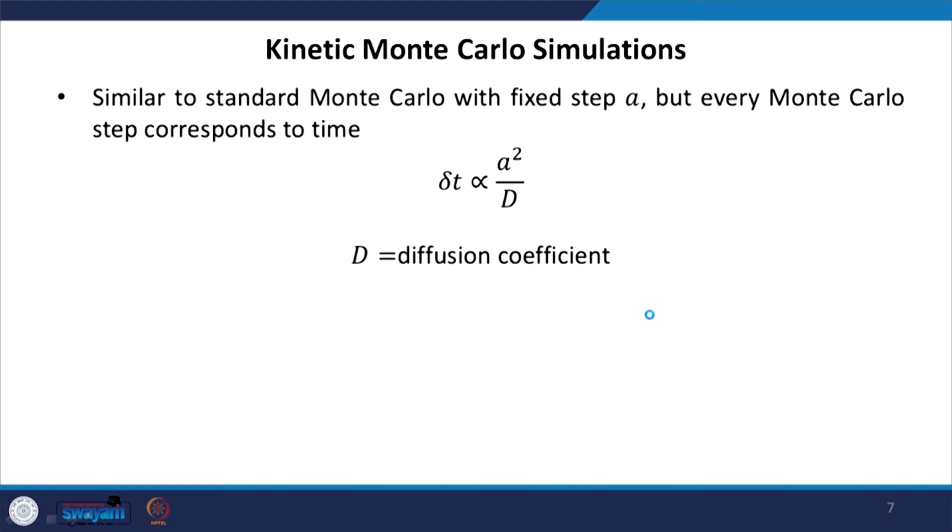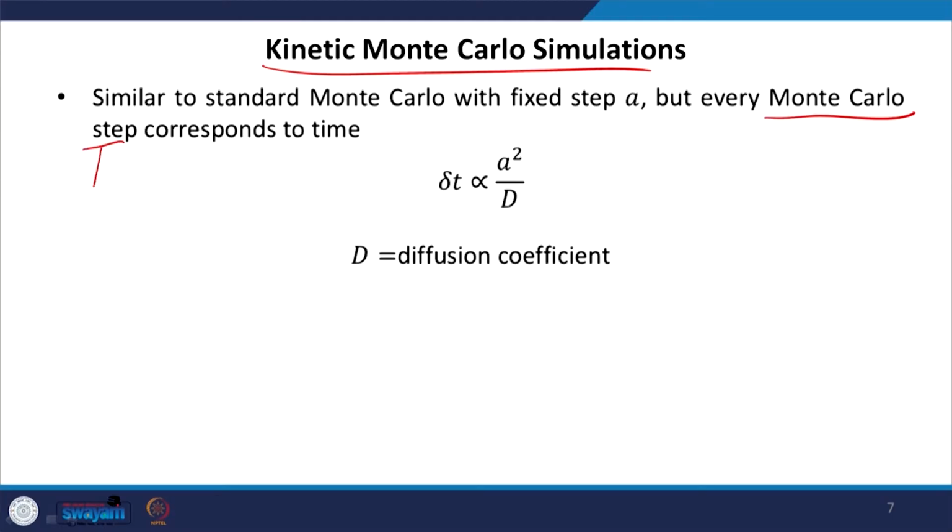One of the methods that is pretty much similar to Brownian dynamics, but approaches the problem from a Monte Carlo perspective, is the kinetic Monte Carlo simulation method, where essentially what we do is pretty much what we do in a typical Monte Carlo simulation or an equilibrium Monte Carlo simulation.